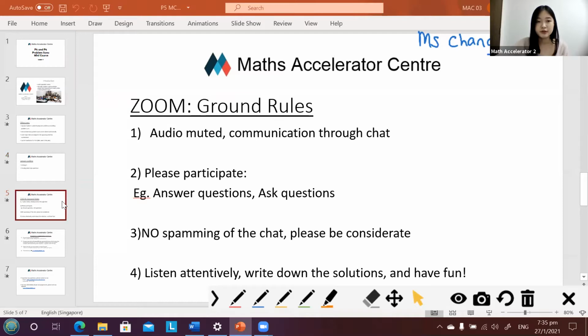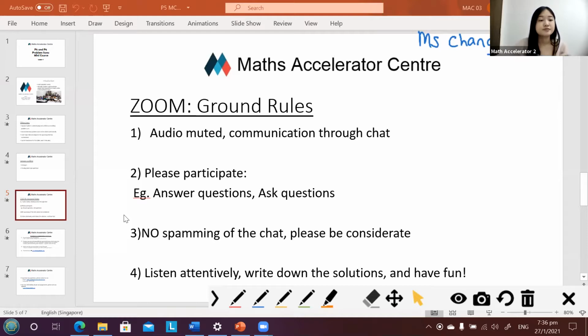As usual, your ground rules for the Zoom platform. Audio will be muted, and communication will be through the chat. If you have any questions, you can ask in the chat, or if you want to respond to me, you can reply through the chat. No spamming of the chat, please be considerate. If you spam, then I cannot see your replies. So listen attentively, write down the solutions, and have fun.